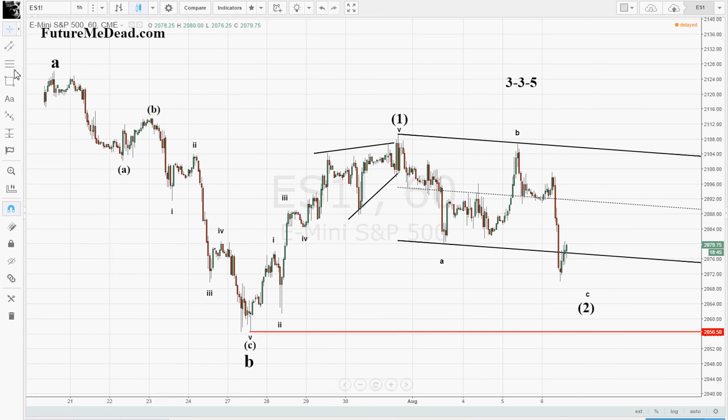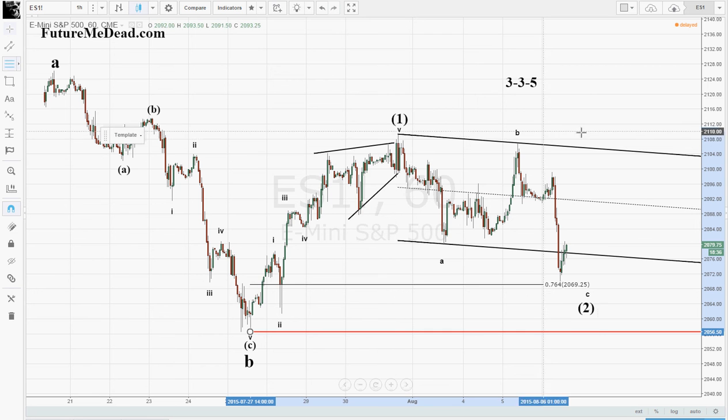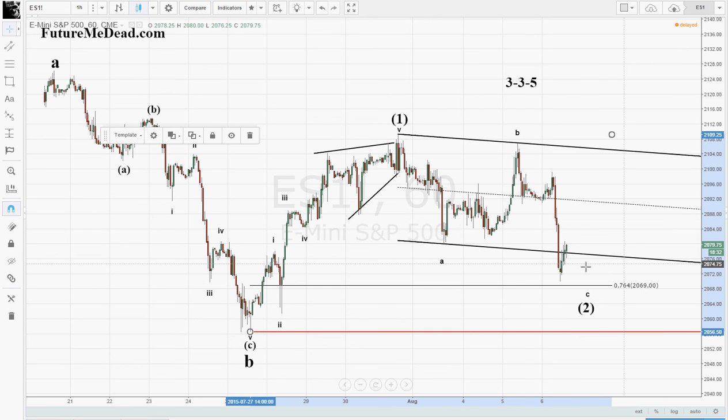Let's go ahead and drop in our Fibonacci retracement levels. I like for second waves to be deep. I don't like shallow second waves. I tend to miss out on those. And the reason is I like deep corrections.